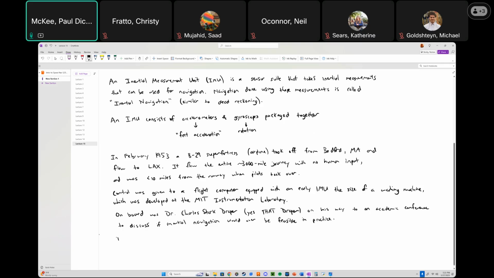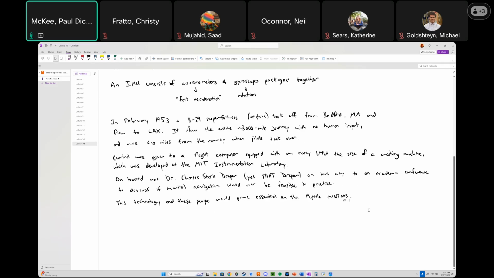So this technology and these people, Draper and friends, would prove essential on the Apollo missions. So the MIT Instrumentation Lab original claim to fame was they made the Apollo guidance computer and then wrote the software for it, that sort of thing. So moving on from that, we're not talking about Draper today. We're talking mostly about the IMUs.